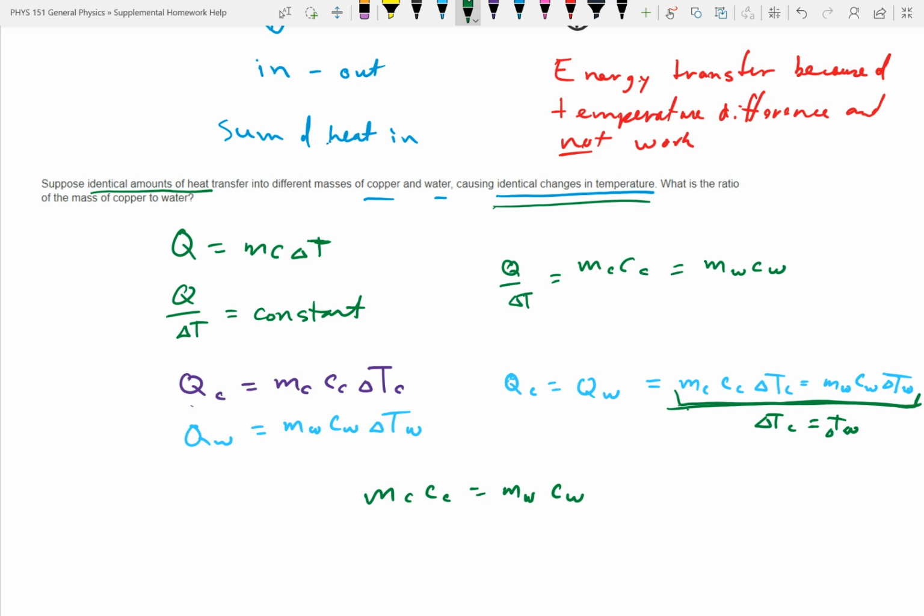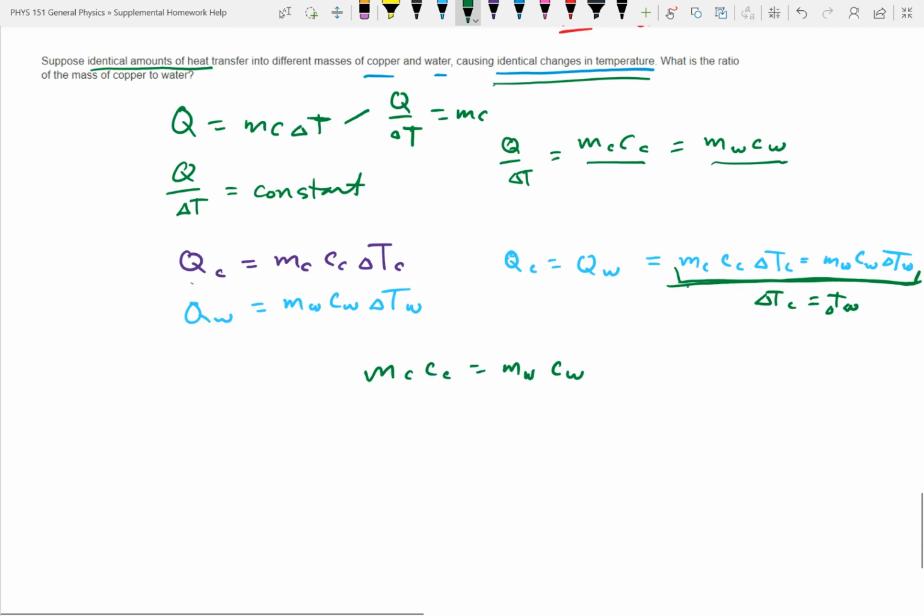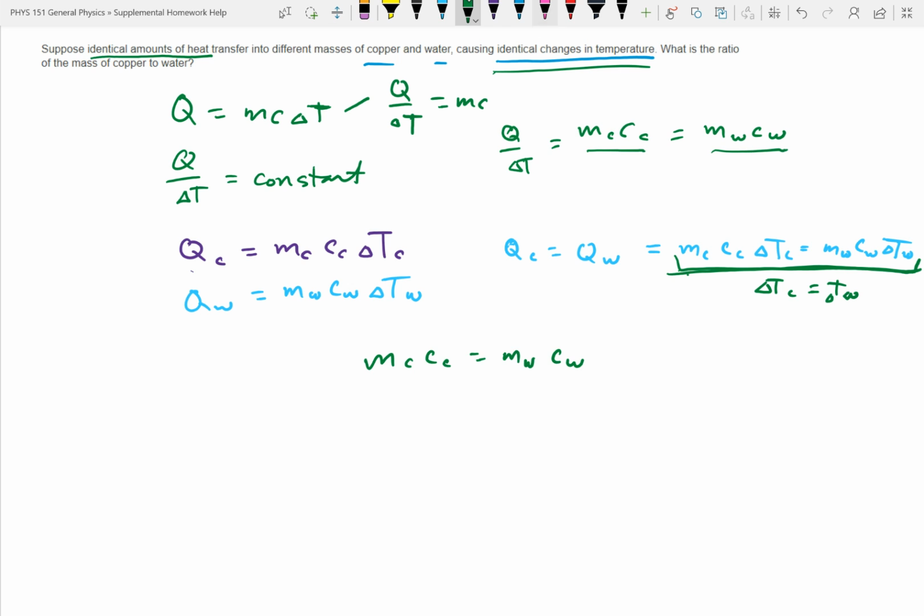Now, what I did here was I just started at the beginning and said, well, since my Q and my delta T's are the same, I just took this equation and rearranged it to Q over delta T equals MC. And I said that's the same for both. So I did QC over delta TC is equal to this. And QW over delta TW is equal to that. Okay. So I got the same equation either way. Now it asks, what's the ratio of the mass of copper to water? So mass of copper to water, let's just divide everything by mass of water.